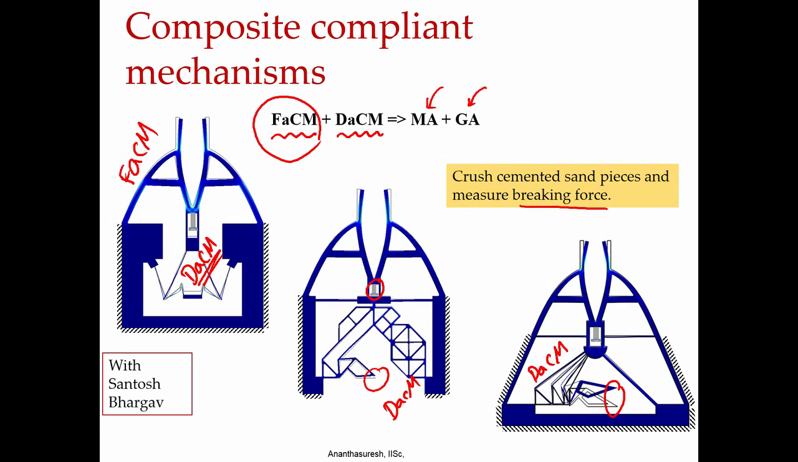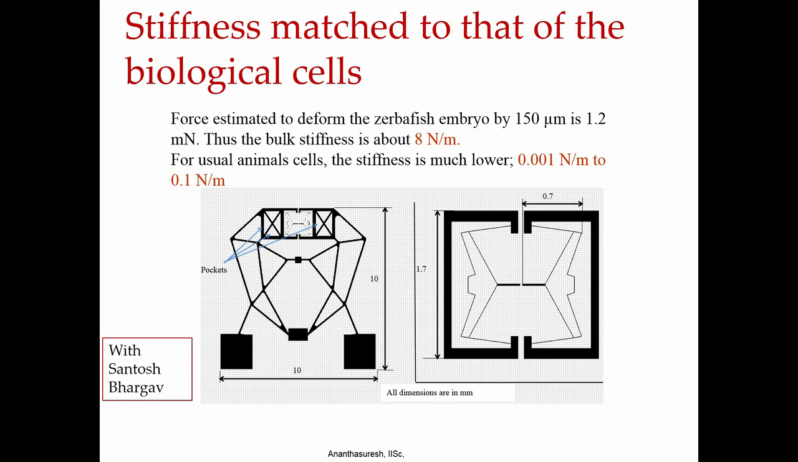If there is a functionality that is more than one part, you can use 2 different mechanisms. Here is another one which is to make a mechanism. Again there should be only one input here, and we want to be able to grab biological cells or embryos. In this case the bulk stiffness of zebrafish embryo is 8 Newton per meter, that is very small, and for animal cell stiffness could be even this much smaller, 0.1 Newton per meter or 0.001 Newton per meter.